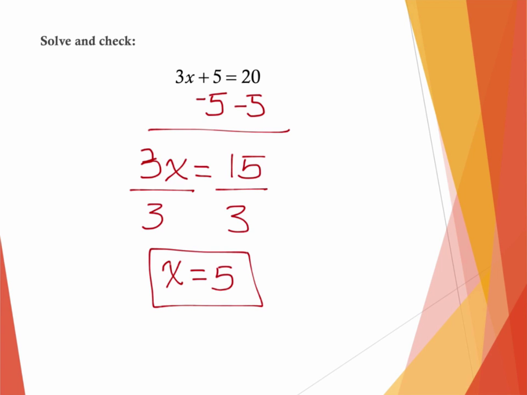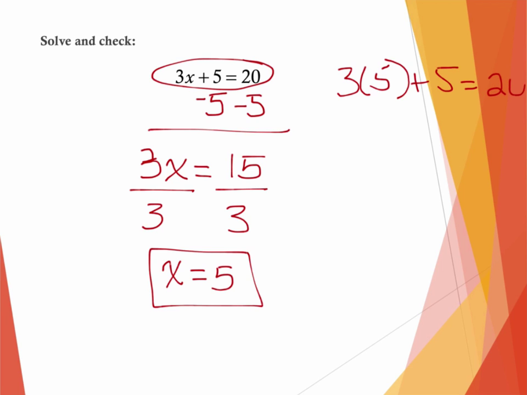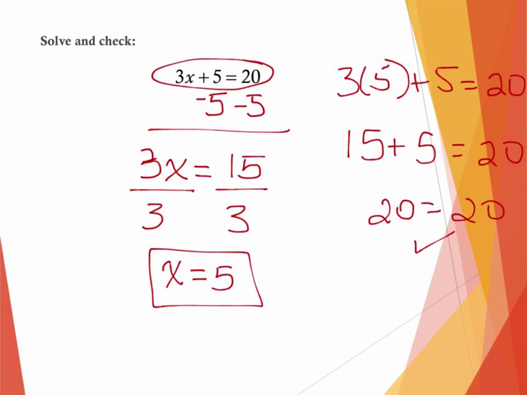So in this first example here, I'm going to show the check. In the subsequent examples, I'll let you do the check on your own. Remember, when we check, we go back to the original problem. The reason being is you could have made a mistake at any step in the process. We won't know if there's a mistake unless we check the original problem. So we have 3 times 5 plus 5, and we want to make sure that it equals 20. Well, we know 3 times 5 is 15, and 5 plus 5 is equal to 20. So we get that our solution checks.